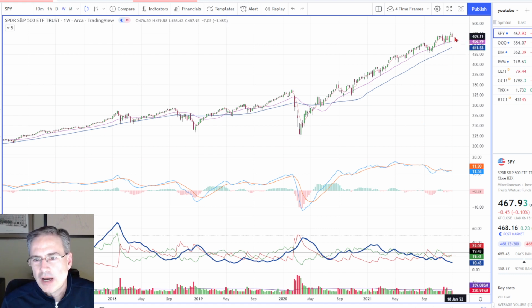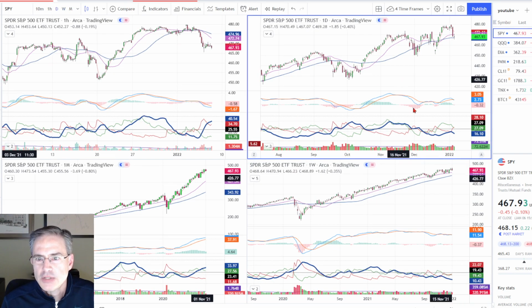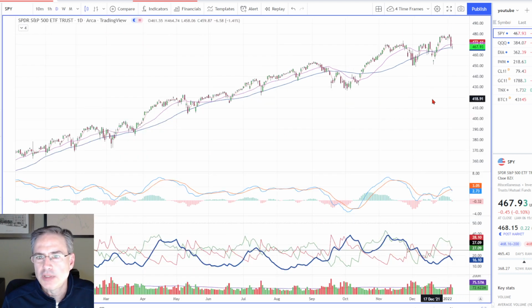So that's really what we're waiting for at this point, a break of that 18-week and a sign that the 18-week is rolling over. So we're losing a little momentum for sure. Based on these two indicators, they're telling you that the condition of this trend, while it's positive, is not very good. So let's go down to the shorter time frame and look at a daily chart.